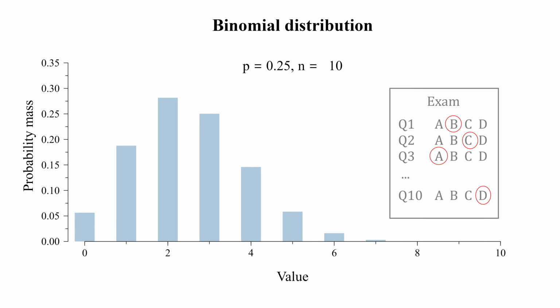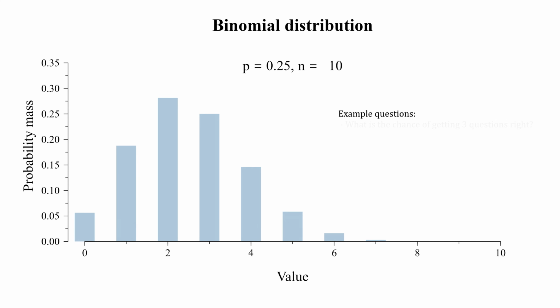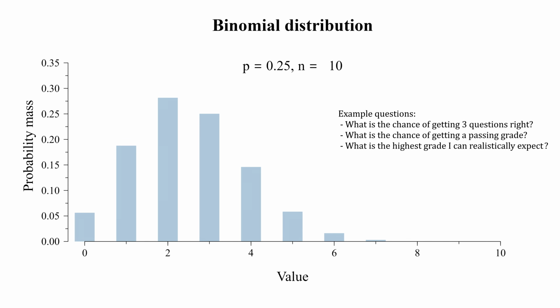If you choose purely at random, you would expect to answer about 25% correctly. But you could get more right, you could get fewer right. This binomial distribution then shows the chance of any particular number of correct answers. It can help you answer questions like, what is the chance of getting 3 questions right? Or what's the chance of getting a passing grade? And what is the highest grade I can realistically expect from random guessing? Again, as an exercise, try to answer these questions just by looking at the graph. It doesn't have to be precise, just test your own understanding.